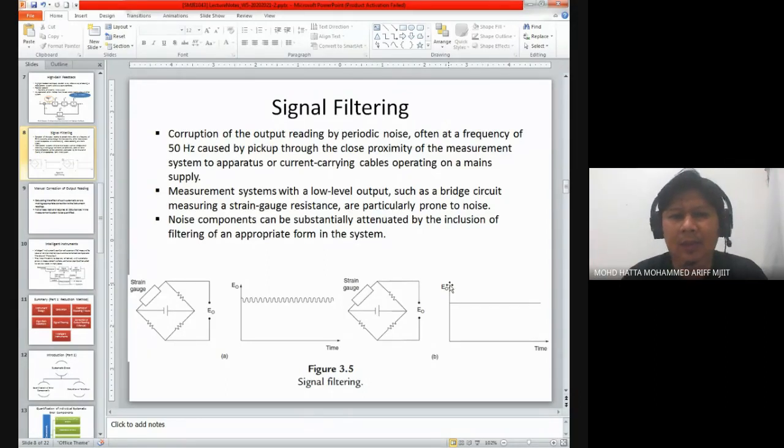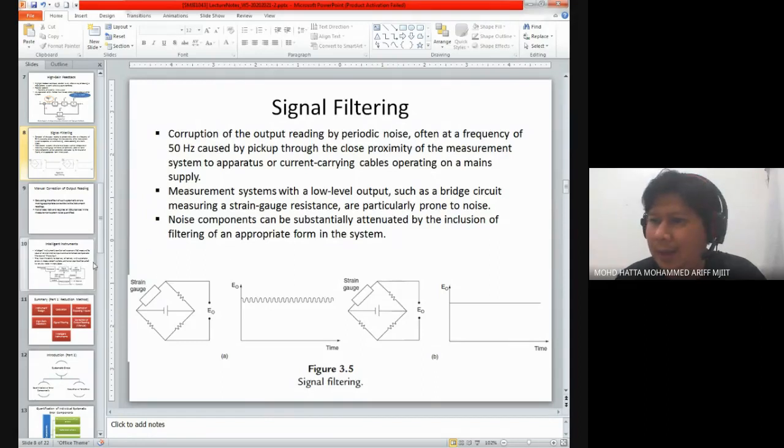So here, if you look at figure A, it says 50 hertz corruption or 50 hertz oscillation. So we need to have a band stop filter, not band pass, band stop filter, in order to stop this 50 hertz oscillation. So now we are going to have clean outputs in our measurement.